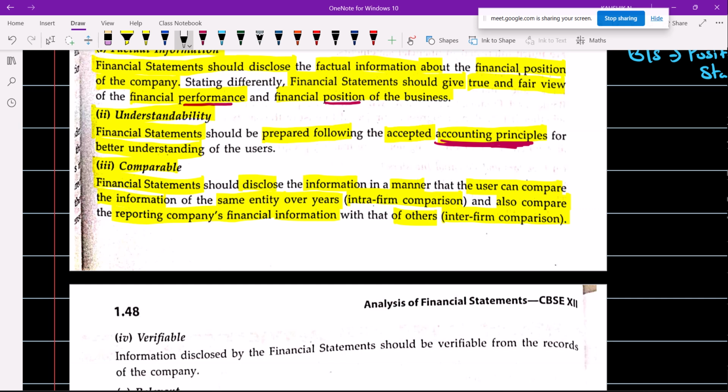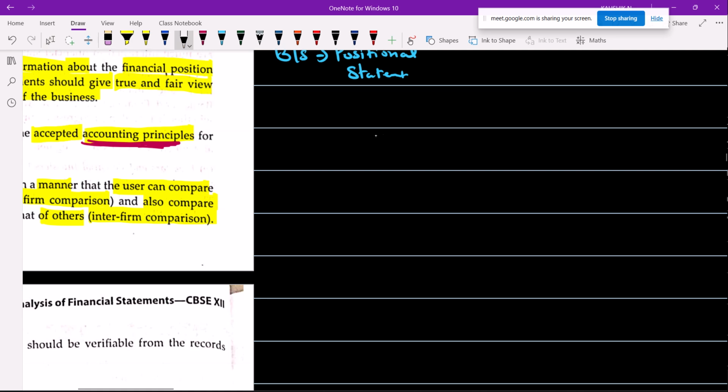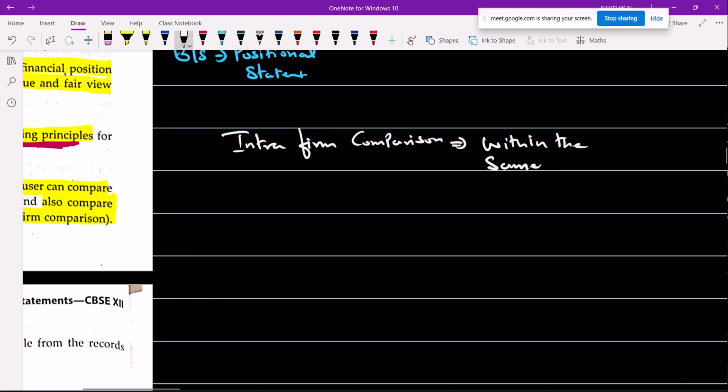So conducting the comparison within the organization we call intra firm, whereas conducting the comparison with others we call an inter firm comparison. I hope it is clear to you. In comparison, you have to come across these two words. One is intra firm comparison, which is within the same organization.